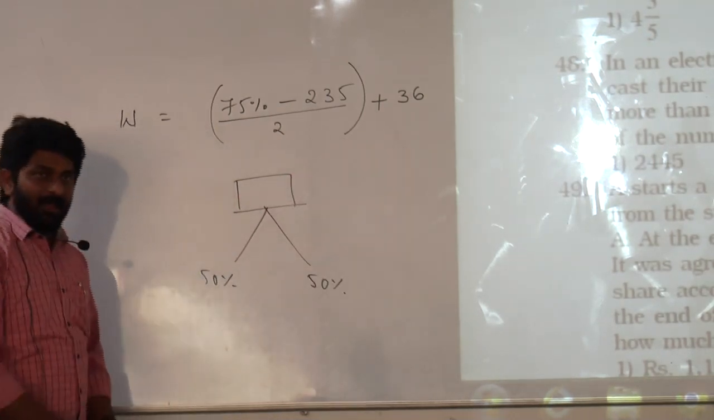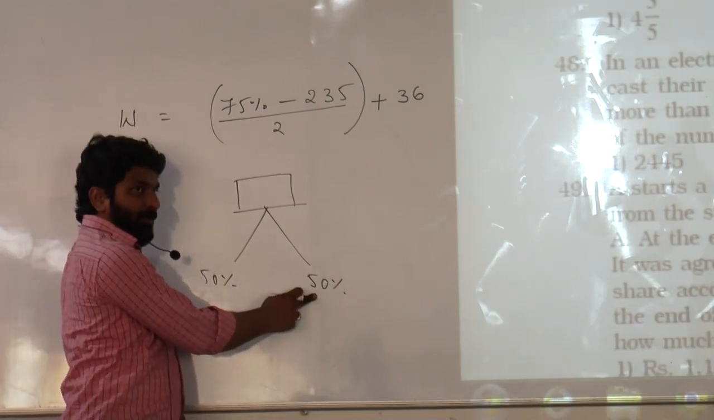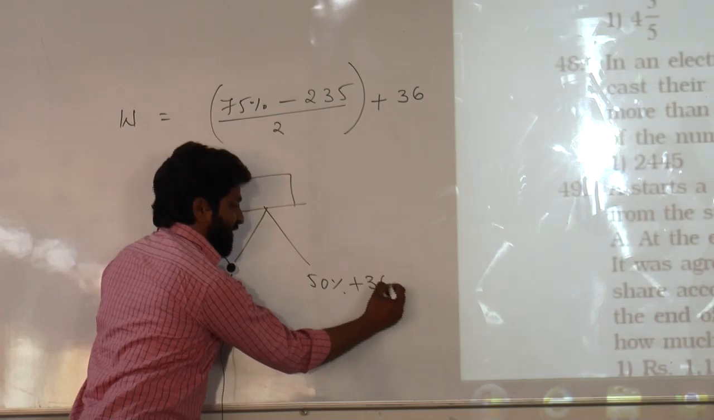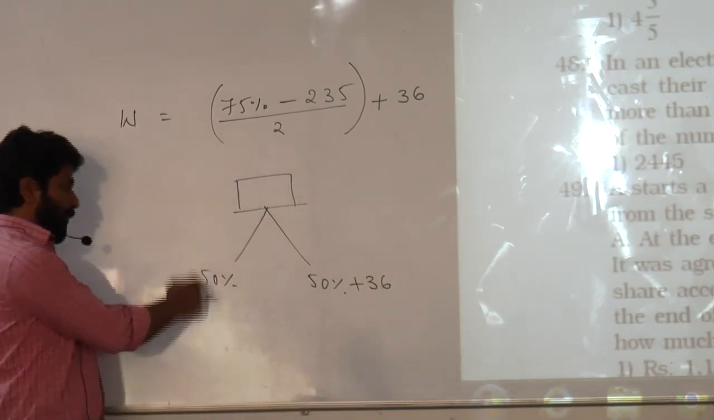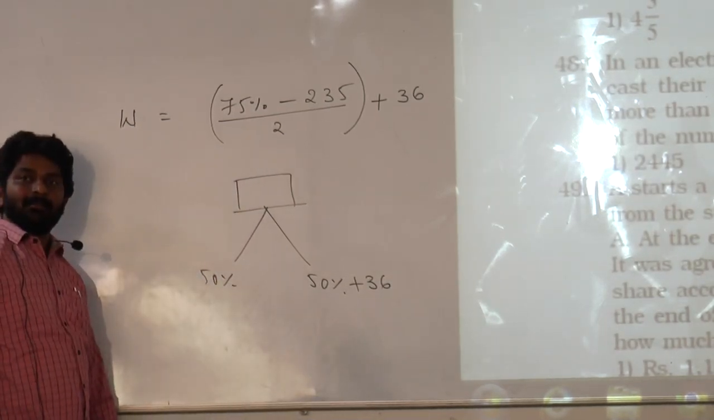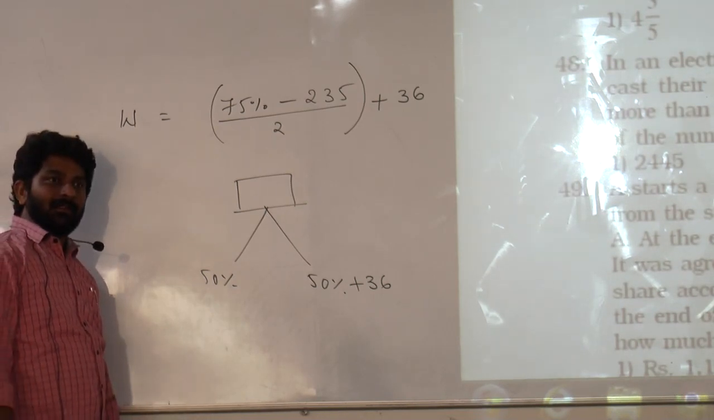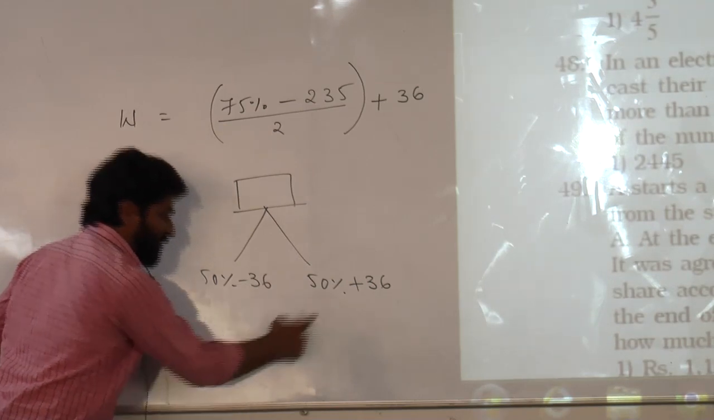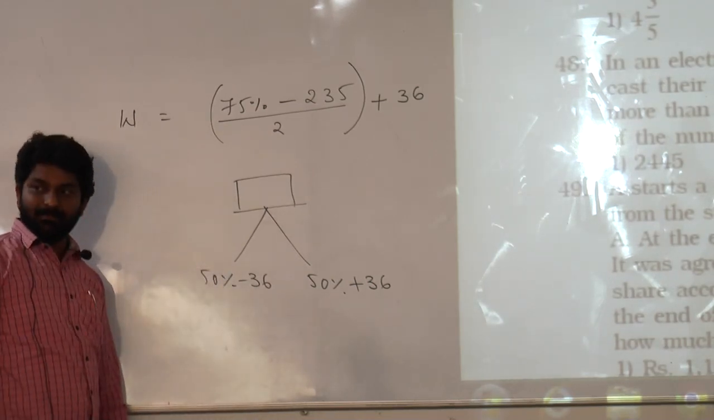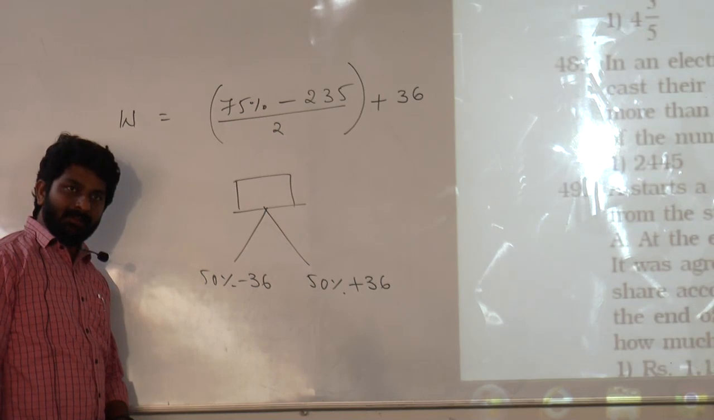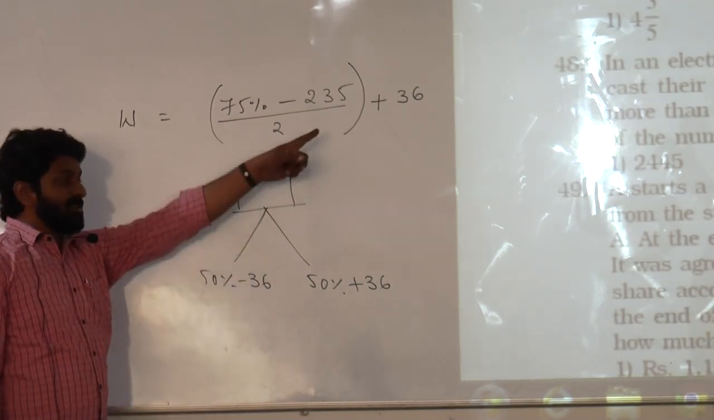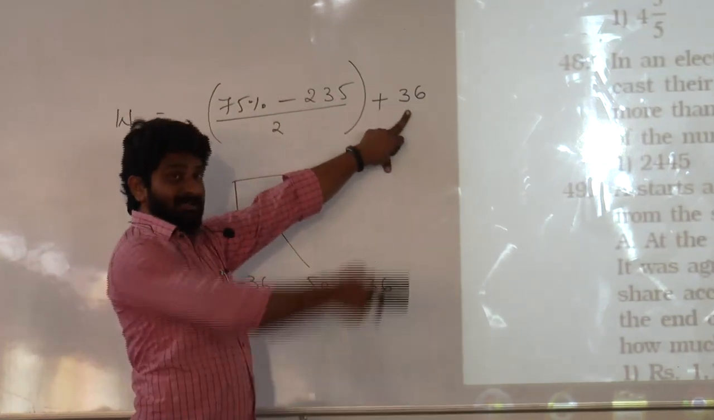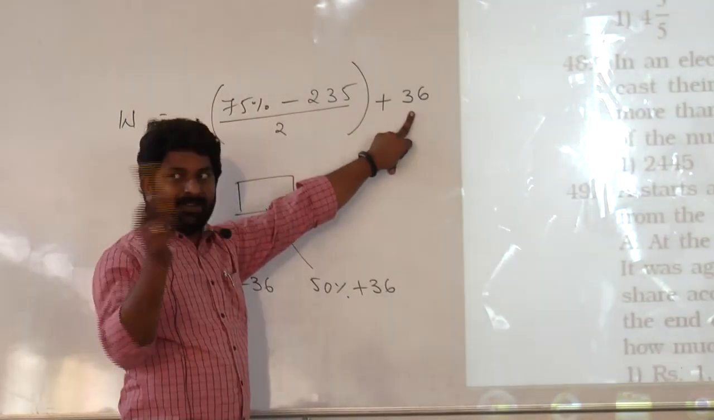72. Okay. If the winner gets 50% plus 36, the loser will get 50% minus 36. What is the difference between these two numbers? 72. Are you getting my point? Yes or no? That's why 50% of this, half, plus 36. Then the difference will be 72.